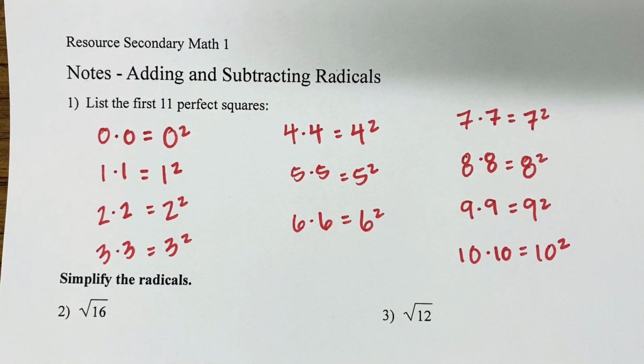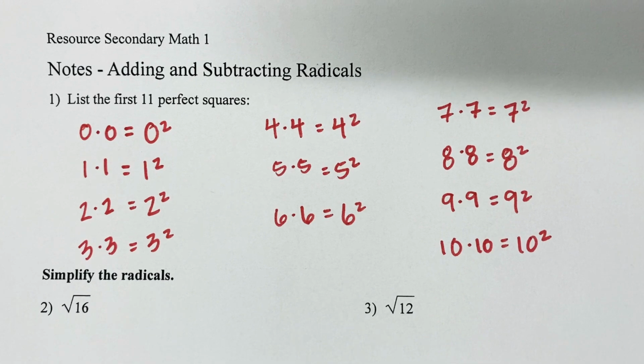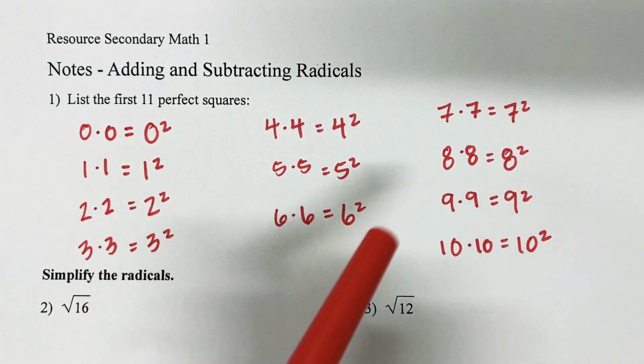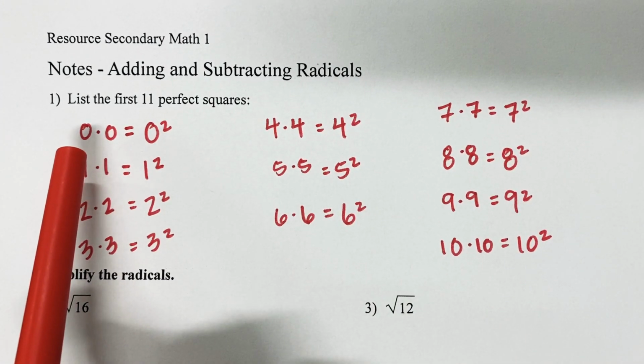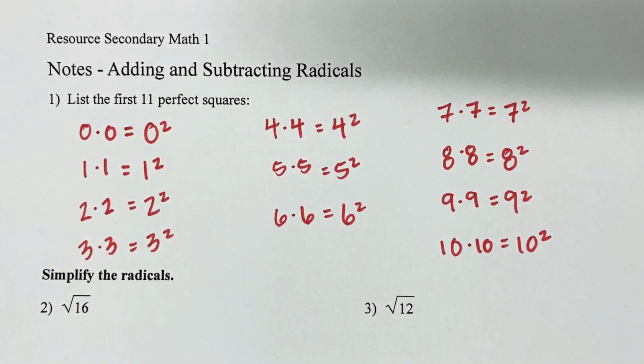Now we've just rewritten all of them. It's the same thing, we just are rewriting. 0 times 0, we can also rewrite as 0 squared. Now let's go ahead and figure out what these numbers are.